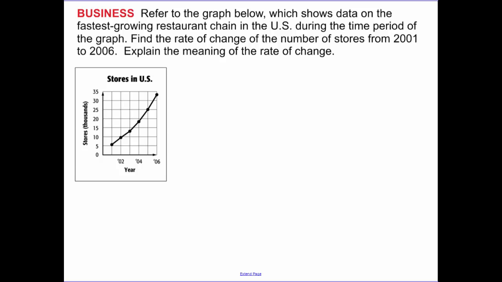Our next example deals now with a graph. So we have our data showing a fast-growing restaurant chain, and that's going to be important in our units. In the United States, during the time period of the graph, find the rate of change in the number of stores from 2001 to 2006. So let's get our 2 points for 2001 and 2006. In 2001, it looks like it's a little bit more than 5, so I'm going to put 6.